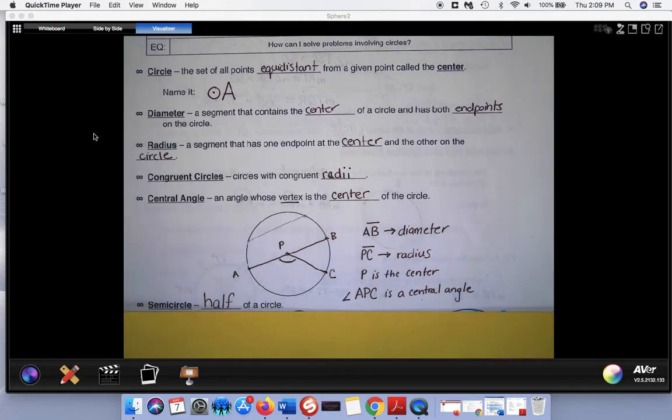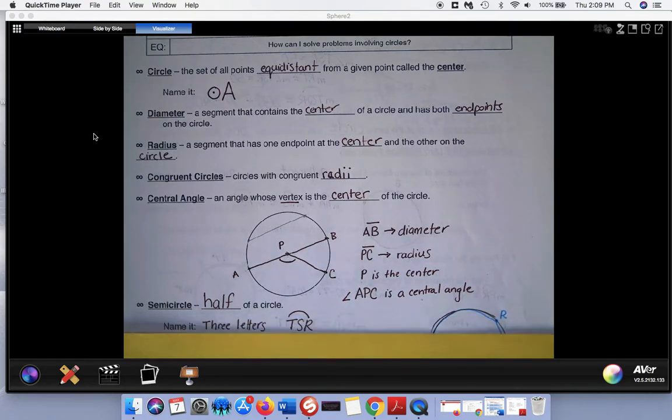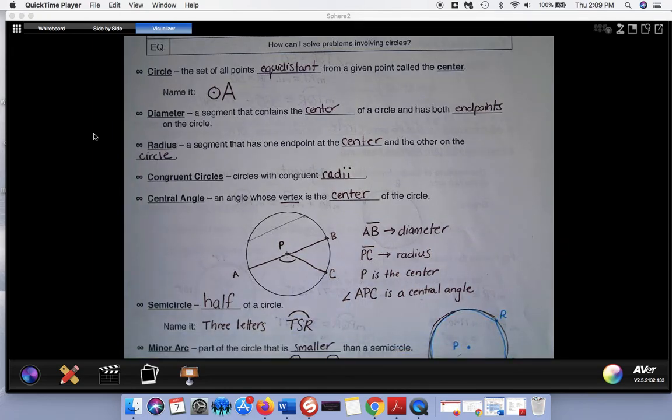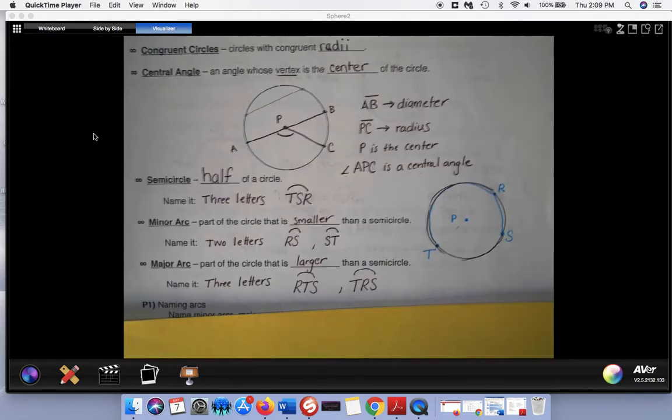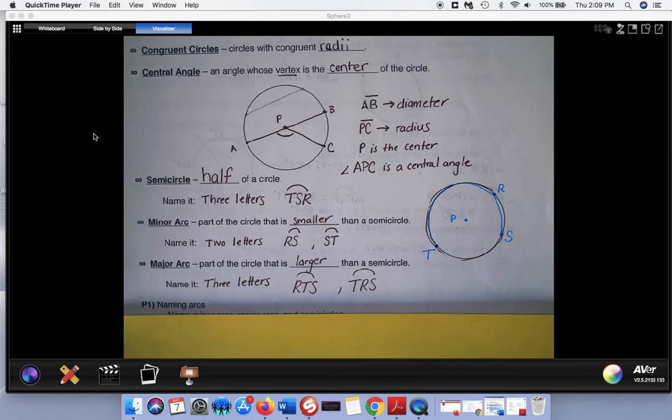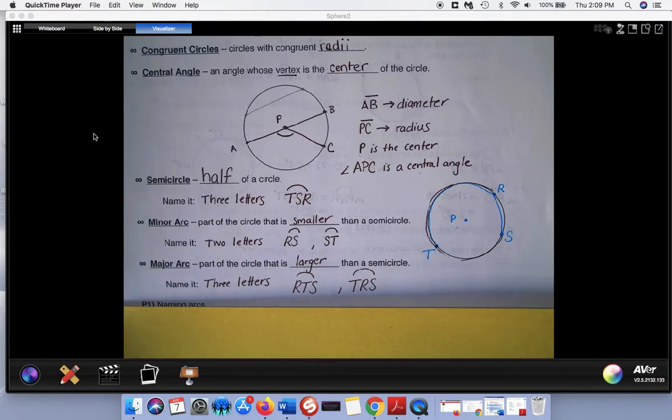Right. So moving on, we're going to talk about arcs and how they appear in a circle. And there's three types of arcs. There's the semicircle, the minor arcs, and the major arcs. Identifying them with a name and the symbol will help you know if it's a minor arc or major arc, or help the reader know that.